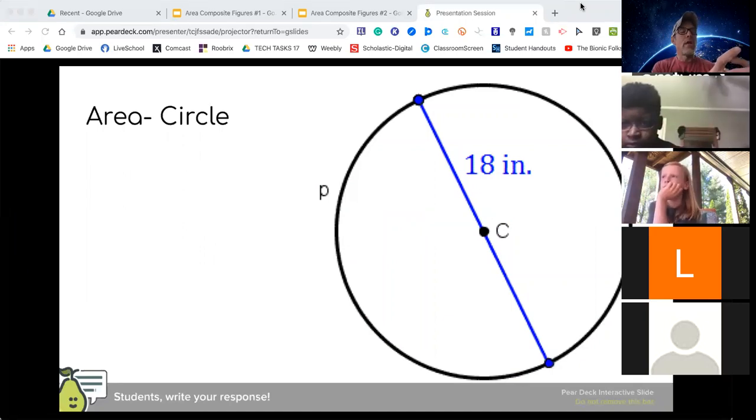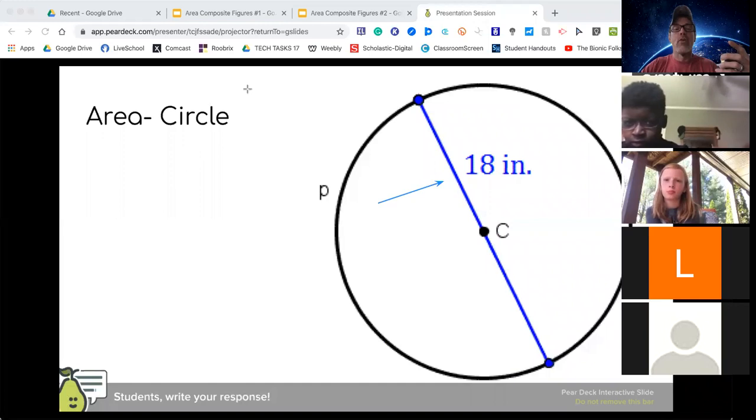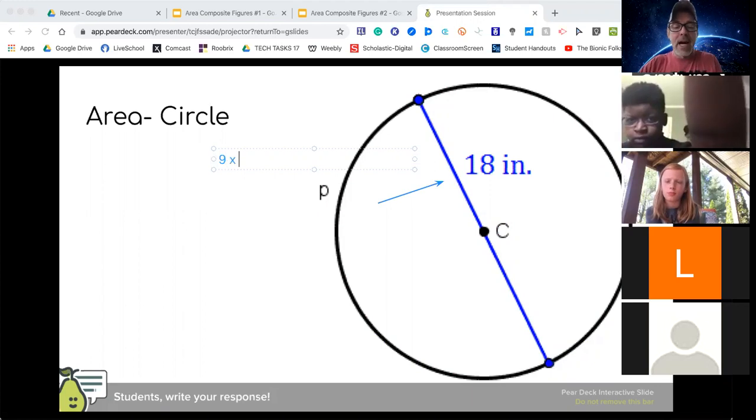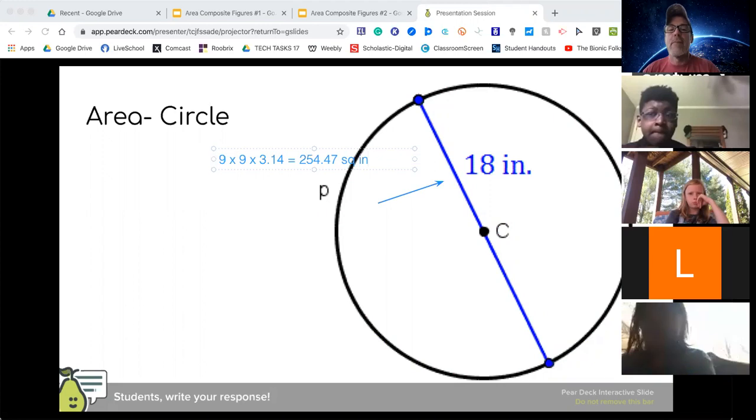All right. So if you didn't get 254 and 47/100 square inches, do you see why it is? I would do half of the diameter, which is 9, times 3.14. So let me just text it right here. So it would be 9 times 9 times 3.14. And that equals 254 and 47/100 square inches. That was the answer. Okay. All right. Moving on to the next one.